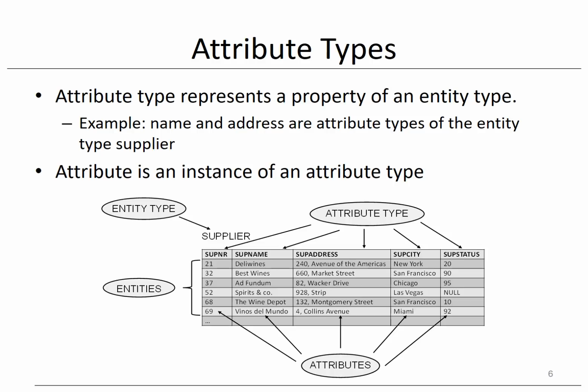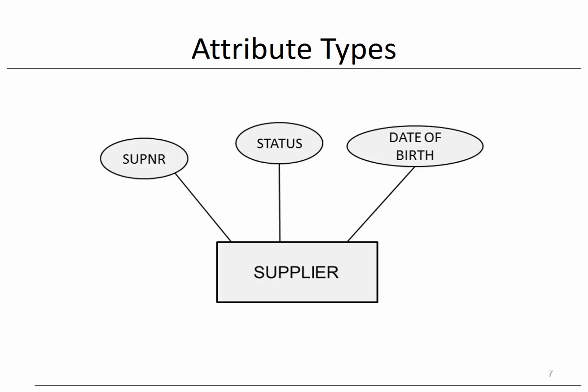The entity type supplier has attribute types subnumber, supplier number, subname, supplier name, subaddress, supplier address, subcity, supplier city, and substatus, supplier status. Entities then correspond to specific suppliers, such as supplier number 21, Deli Wines, together with all its other attributes. In the ER model, we focus on attribute types and represent them using ellipses, as illustrated in the figure for the entity type supplier and attribute types subnumber, status, and date of birth.